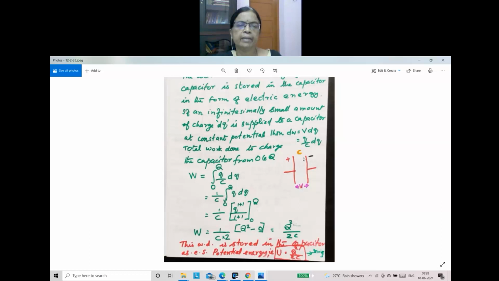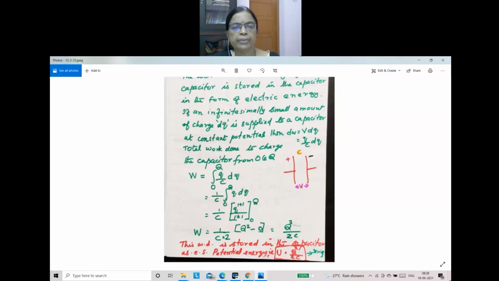Then the capacitance value is constant, so it is taken outside: integral from 0 to Q of q dq. q raised to 1 into dq gives q raised to 1 plus 1 by 1 plus 1, like integral of x raised to n is x raised to n plus 1 by n plus 1. Here, integral of q raised to 1 is q raised to 1 plus 1 by 1 plus 1. Then close. Integration is over. Give the limit 0 to Q.